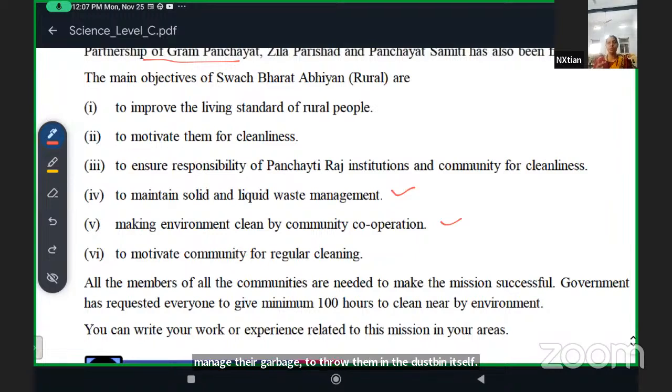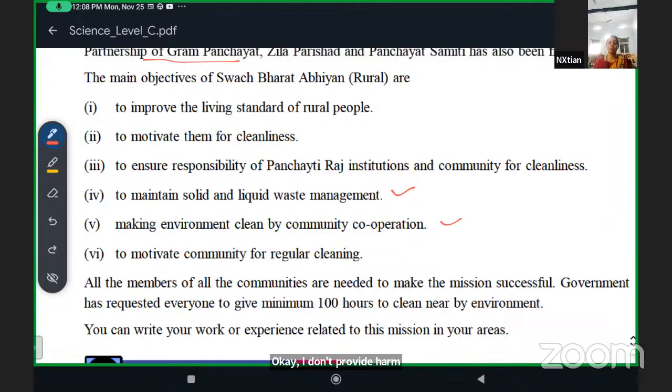Also, people should be made aware about the harmful effects that it is causing. It is causing harmful effects to the soil, especially the garbage that is not easily decomposable. Those non-decomposable things will harm the environment and the soil.